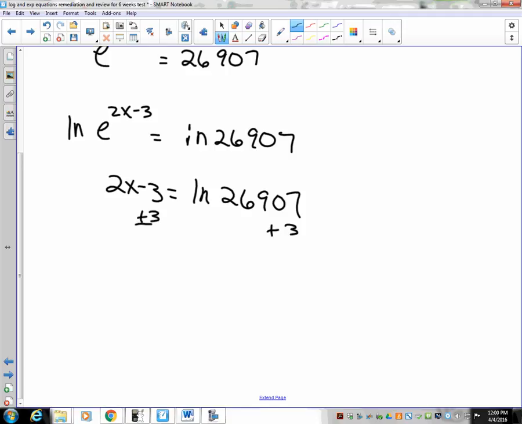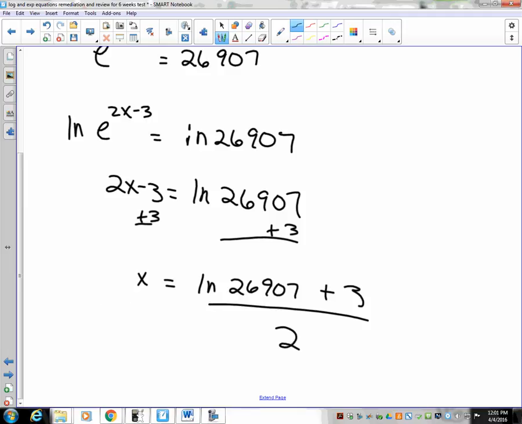Now, when we add 3 right there, we're not going to add 3 to that and get 26,910, are we? Because that's the natural log. So we get 2x with the natural log of 26,907 plus 3, and then all over 2. That is approximately, and we just talked about how to push that in the calculator. The best way was the fraction template. So I'm not going to worry about punching it in. I'm going to let you do that.